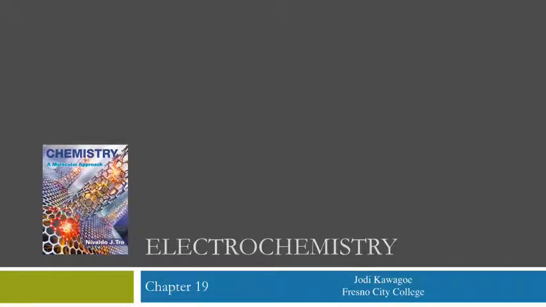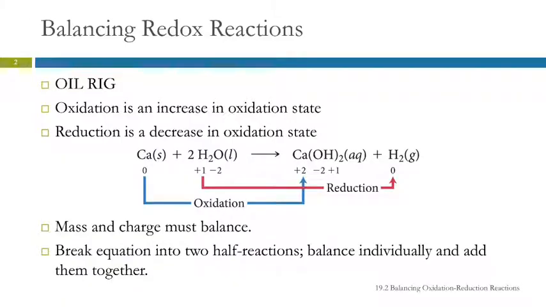Okay, we're going to do just a little bit of chapter 19, which is about electrochemistry, which is my favorite kind of chemistry. We're going to talk about how to balance redox reactions. We just looked at how we identify them and decide who's being oxidized and being reduced. So this is just a little bit of review from a few minutes ago, right?